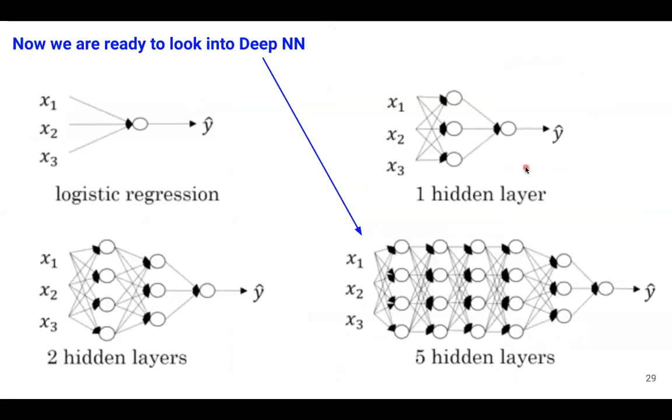Okay, so now we are ready to look into deeper neural networks. So we started from here. This is logistic regression, the simplest possible neural net. It's not exactly a net, it is just a neuron. And then we discussed the one hidden layer neural network. So input, one hidden layer, output layer. This is with two hidden layers: input, one hidden layer, two hidden layers, output layer, and this is 5 hidden layers. So this is something we can call a deep neural network.